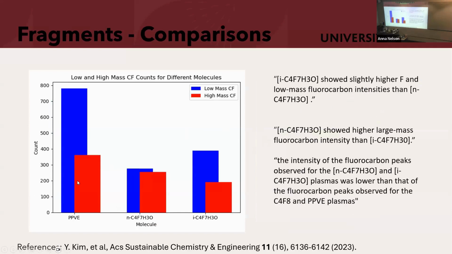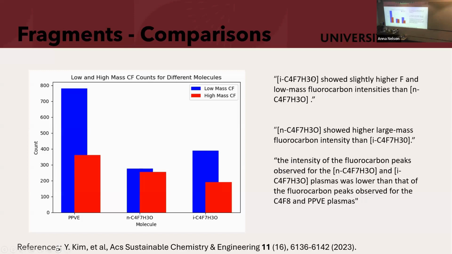And so if we compare fragments between the molecules, we find more agreement with the experimental paper, such that PPVE, which is the larger molecule with a double bond, has a larger number of fluorocarbons, which is essentially just without the oxygen, than the two isomers, the asymmetrical and the symmetrical one. And we also find that there are a higher number of large mass fluorocarbons in the asymmetrical than the symmetrical, which we can expect because the oxygen acting on both CC bonds is essentially fracturing the molecule more. We get smaller radicals, smaller fragments at the end.